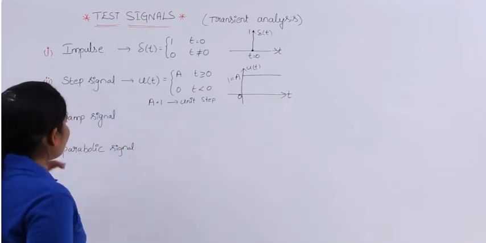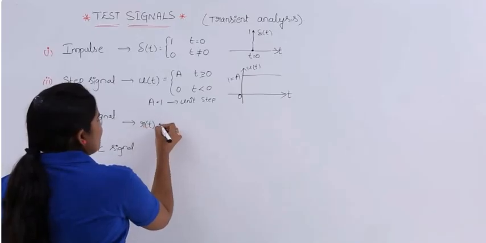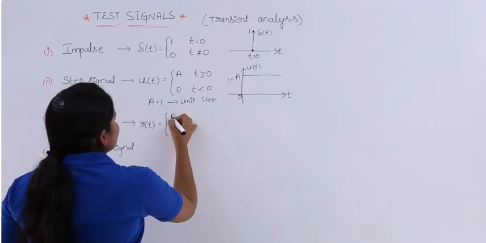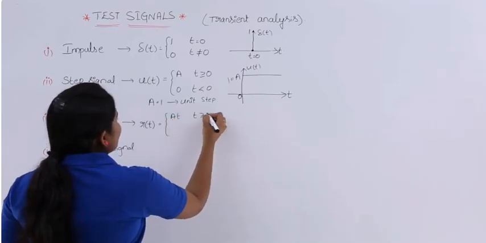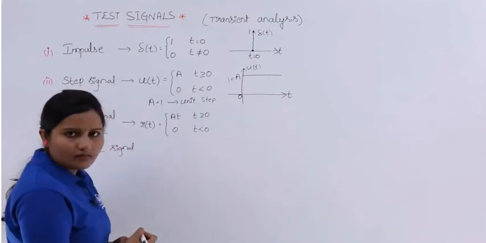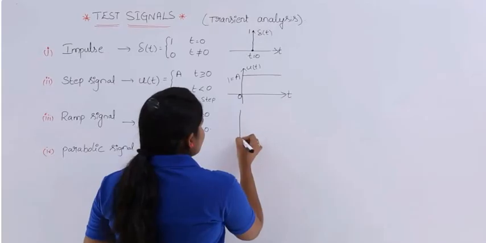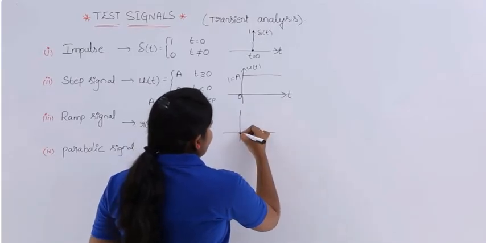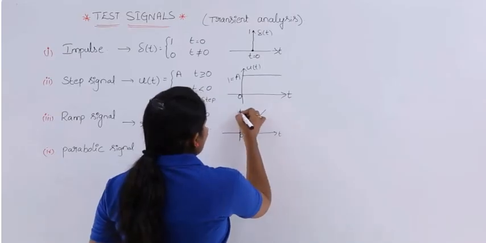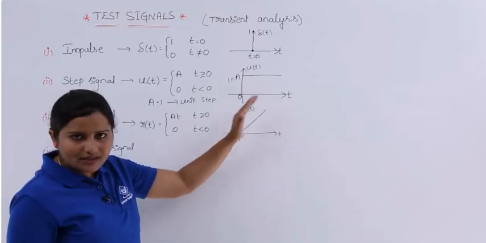Now we have the ramp signal. We always represent it with r of t. The definition of r of t is equal to a t when t is greater than or equal to 0, and 0 when t is less than 0. This is the definition of the ramp signal. The image of the ramp signal will be like this. When t is greater than or equal to 0, you have a linearly increasing signal like this.